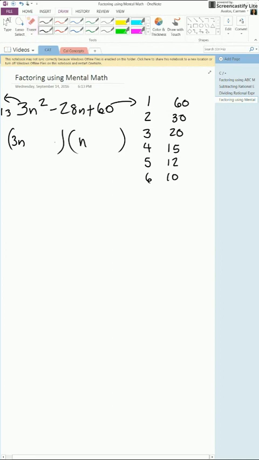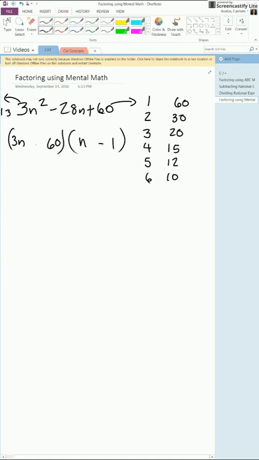If I were to put 1 and 60 here, that's going to be 3 times 60, which is 180. There's no way I could add any number to it or subtract 1 from it to give me 28. So that doesn't work. Then I could change this and make this 60 and this 1. Well, 3 times 1 and then 60, I can't add them or subtract them and get 28, because that's going to give me 3.